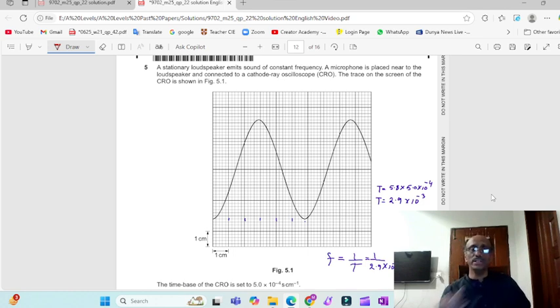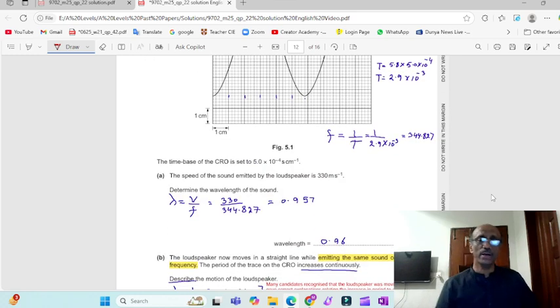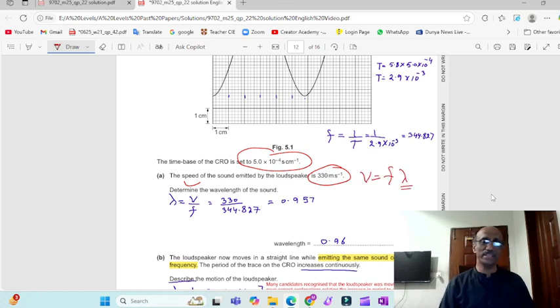A microphone is placed near to the loudspeaker and connected to a cathode ray oscilloscope, CRO. The trace on the screen of the CRO is shown in the diagram. Now the value of the time base is given. The speed of the sound emitted by the loudspeaker is 330 meter per second. He is asking how you can calculate the wavelength. In order to calculate the wavelength, we will apply the formula v = fλ and then make λ the subject. So λ = v over f.